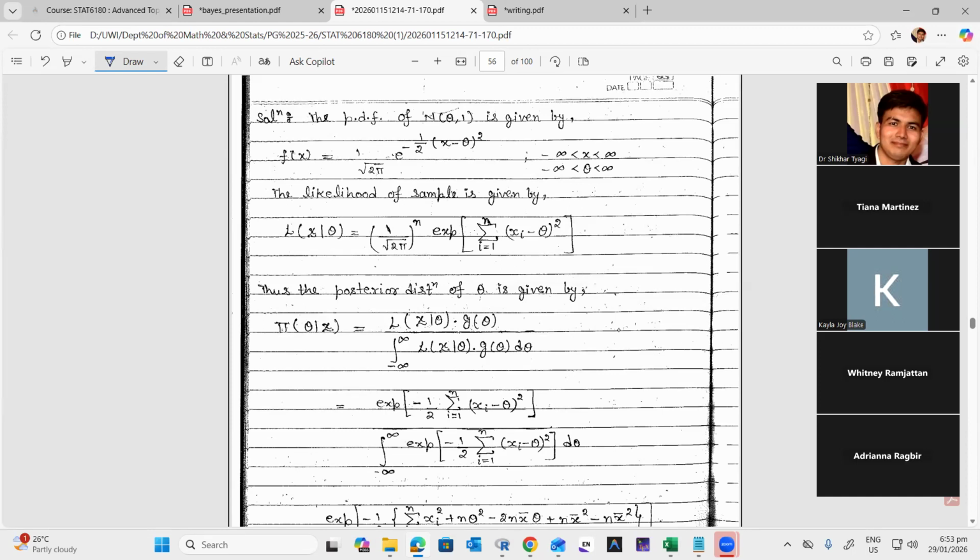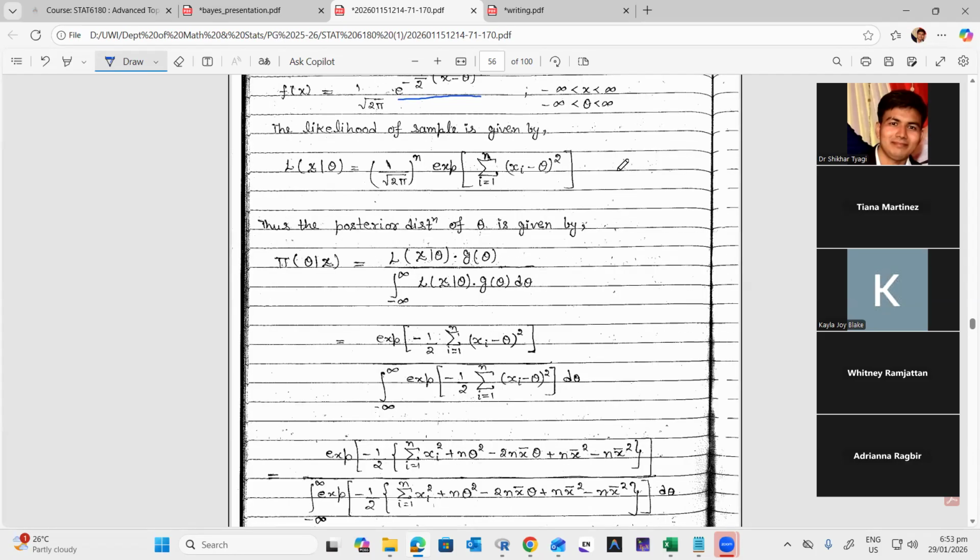So the PDF of the normal distribution with parameters theta and 1 will be 1 upon root 2 pi into e raised to the power minus 1 by 2 (x minus theta) square, because sigma is 1. So sigma will not appear in the normal distribution. X will lie between minus infinity and infinity, and theta will also lie between minus infinity and infinity. After that, we will take the likelihood function of the experimental distribution. It will be 1 upon root 2 pi raised to the power n into e raised to the power minus 1 by 2 summation i goes from 1 to n (xi minus theta) whole square.